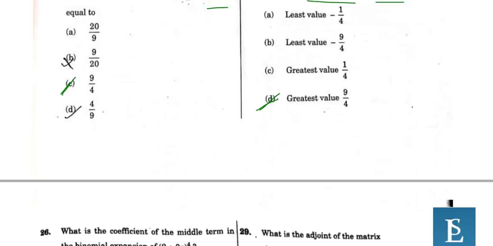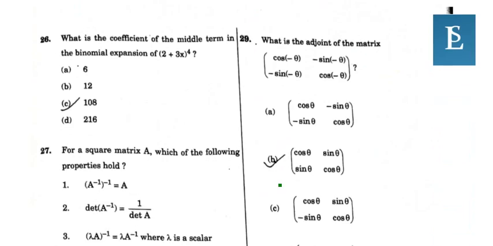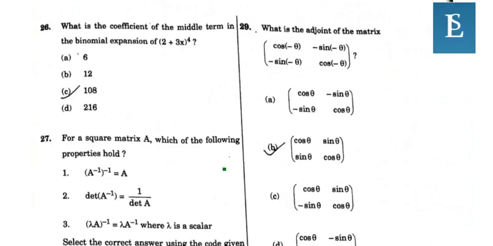Next question is 26th one. What is the coefficient of middle term in the binomial expansion (2 plus 3x) whole to power 4? So expand it and you will get the value as 216. So D option should be right.